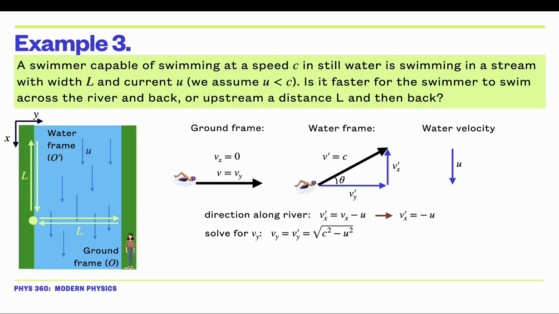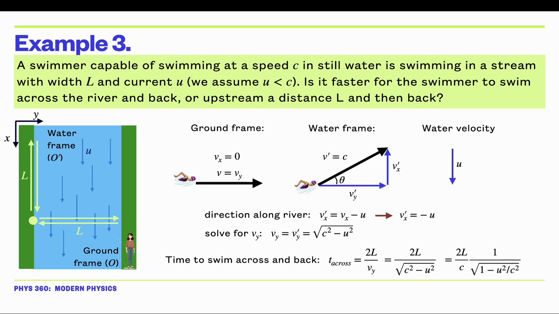Again, because of the transformation equations, we know Vy is the same as Vy prime, which is just going to be the square root of c squared minus u squared. So the time to swim across and back only depends on Vy, only depends on the component of their velocity that's going directly across the river. So the time to go across and then back is going to be 2L, that's the total distance, L across and then L back, divided by the velocity, this Vy, which is the square root of c squared minus u squared.